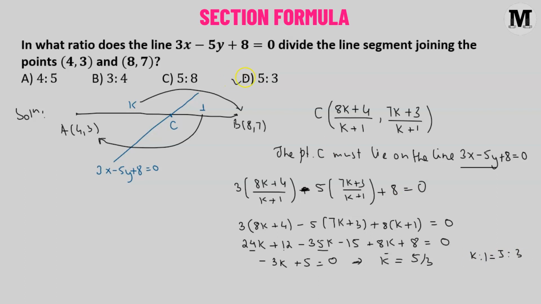So we obtain, D seems to be the correct answer. So this is the ratio in which the line 3x minus 5y plus 8 equals to 0 divides the line joining the two points A and B, in the ratio 5:3.